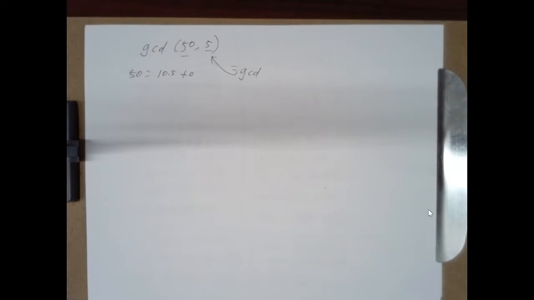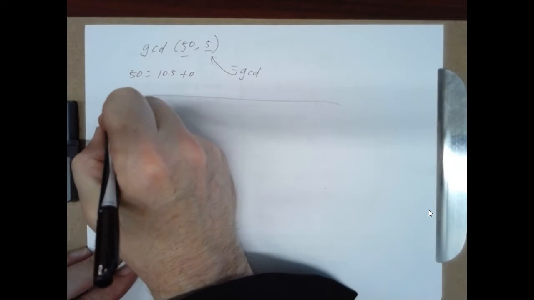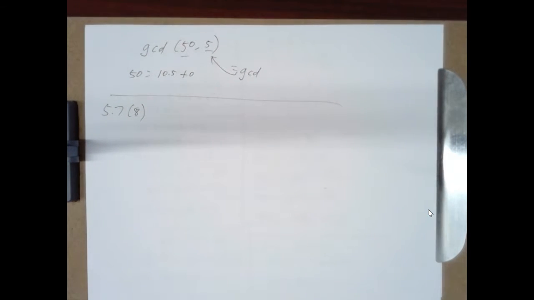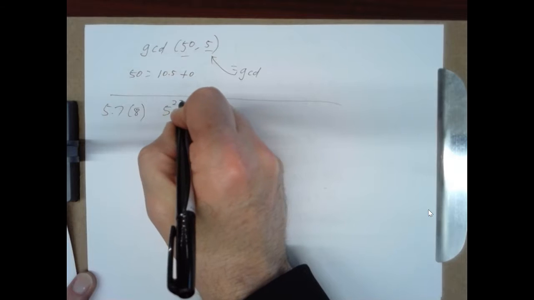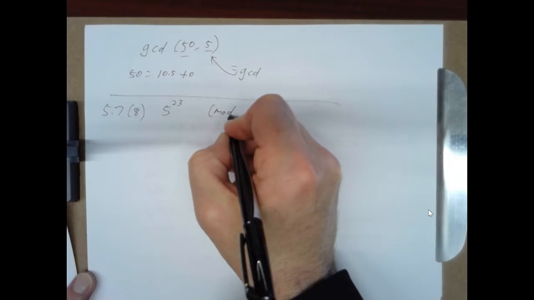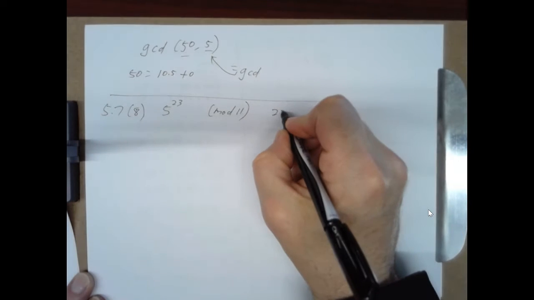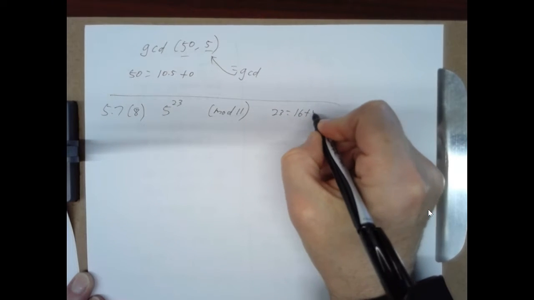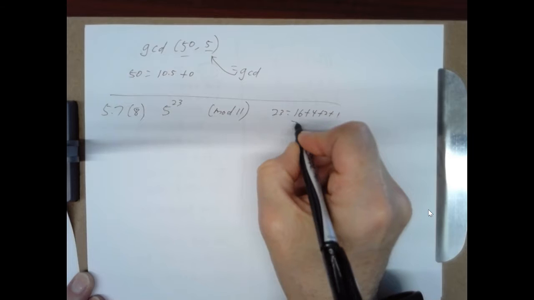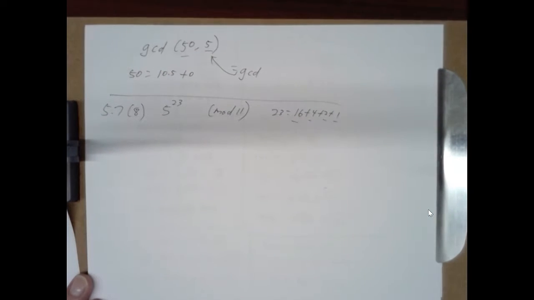All right, and then the other question I looked at was 5.7, number 8. And this asked you to find 5 to the 23rd modulo 11 using modular exponentiation. So 23 is 16 plus 4 plus 2 plus 1. So we need these powers of 5, mod 11, and then we can multiply them.